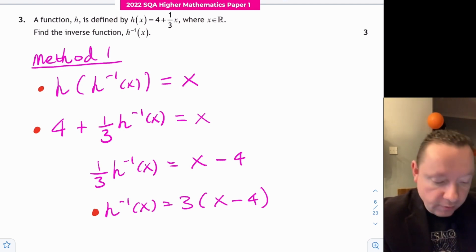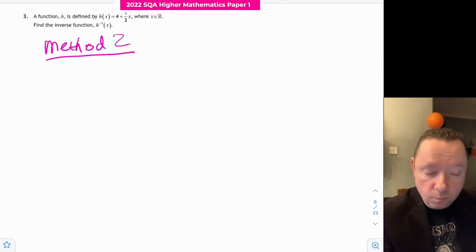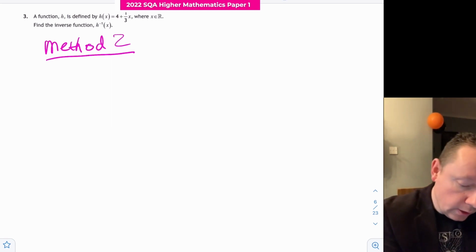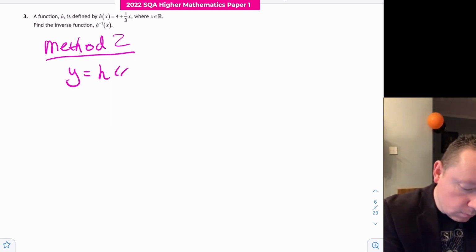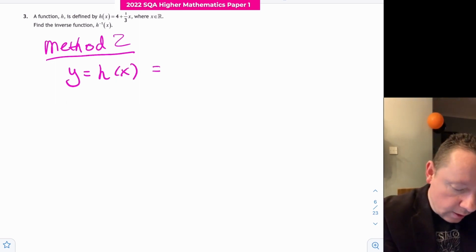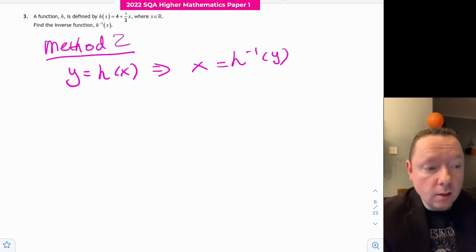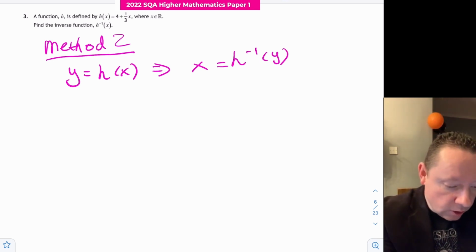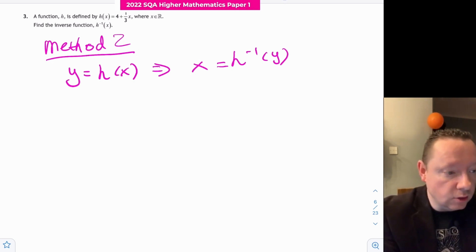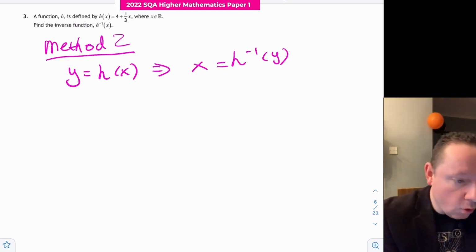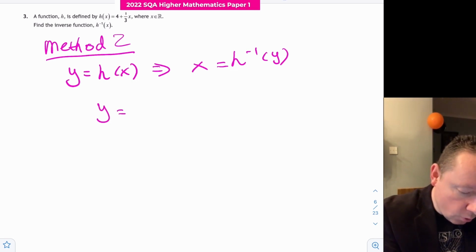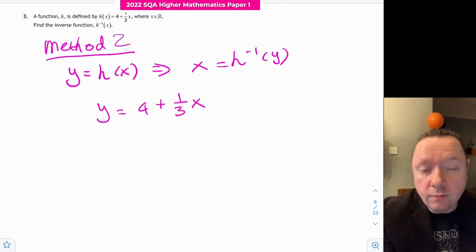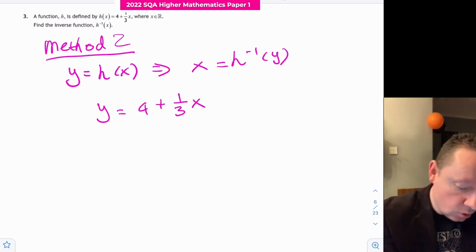And let's go through method 2 for the same question. Okay, so method 2 is much more common, I've seen in the high schools used, is where you say that y equals h of x. And that implies that x equals the inverse function of y. In other words, writing y equals the function, if you make x the subject, that gives you the inverse function. So we have got y equals 4 plus a third x in this case, and then we would get a mark for starting to rearrange this. So you could get a mark for doing y minus 4 equals a third x.